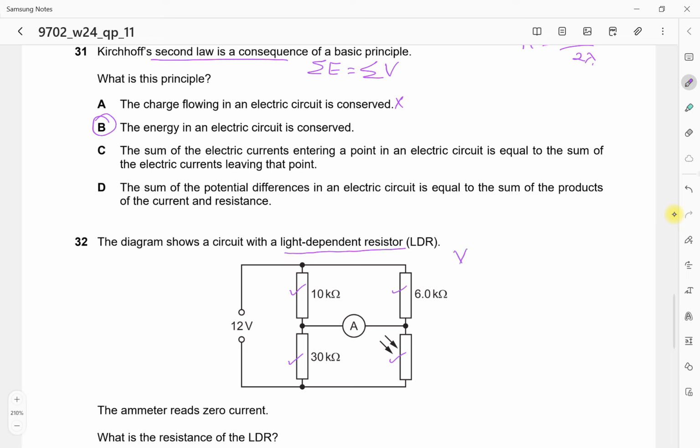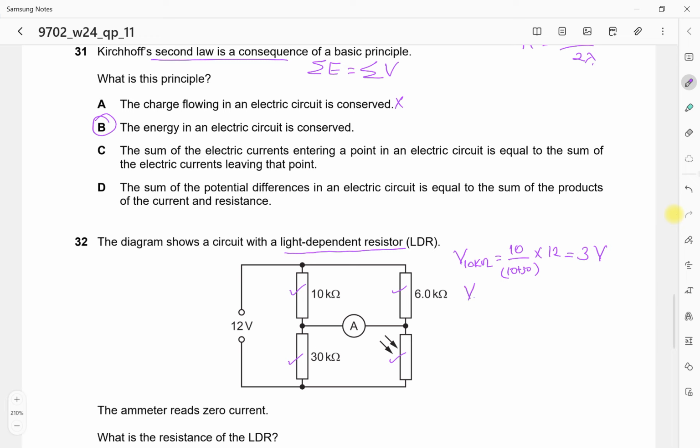So the PD across the 10 kilo ohms, I'm using the potential divider formula, will be 10 over 10 plus 30, then times the voltage supply, which is 12. And this is 10 over 40 times 12, which is 3 volts.